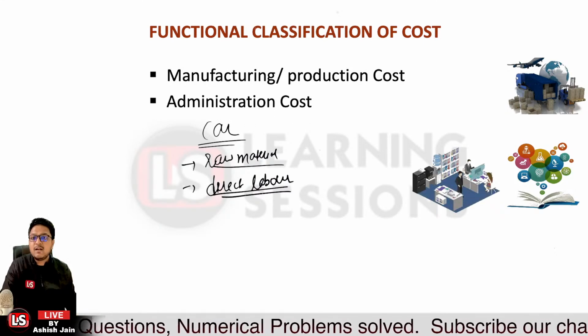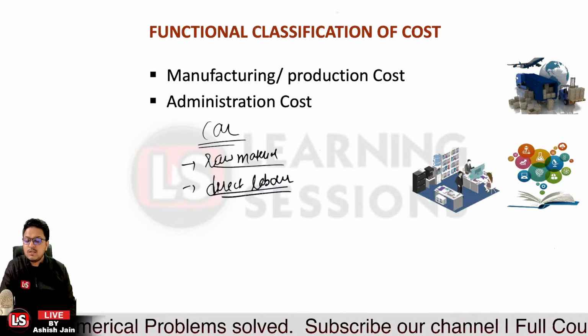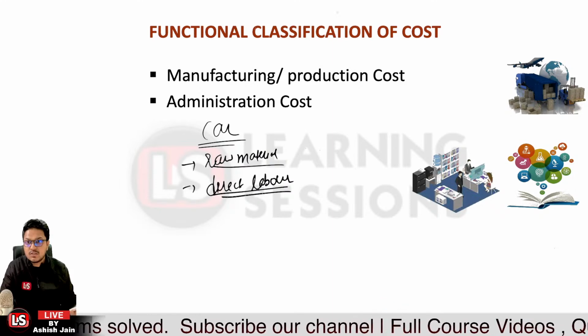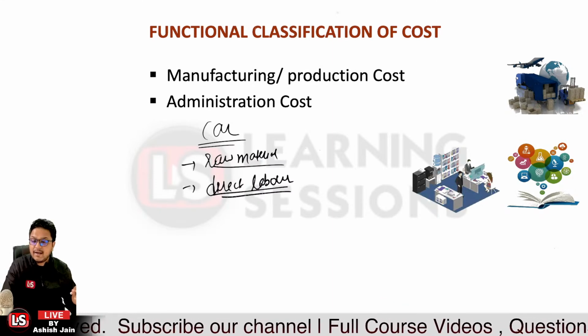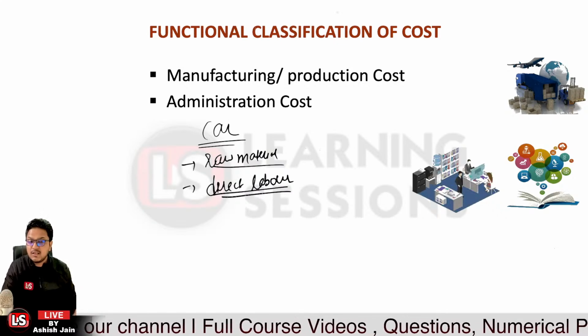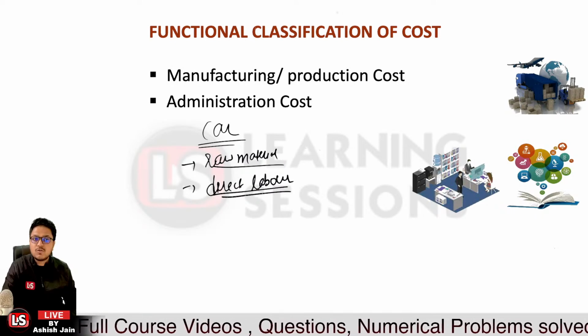Second, it's related to the administration cost. Administration cost is related to, let's say, a supervisor who is supervising the project. In that case, whatever cost is incurred, whatever rent is paid for the administration department, and whatever electricity expenses are incurred for the administration department will also be covered under the administration cost.